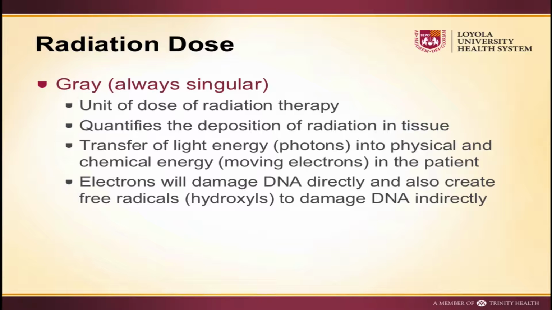And then the dose of radiation is called gray. It's always singular. And what it means is the amount of energy from the X-rays absorbed into the tissue. So it's not a unit of radiation coming out of the machine until it hits the patient and is absorbed into the tissue.